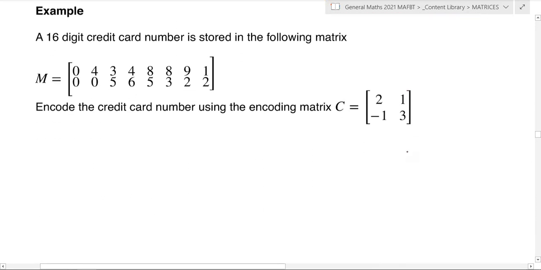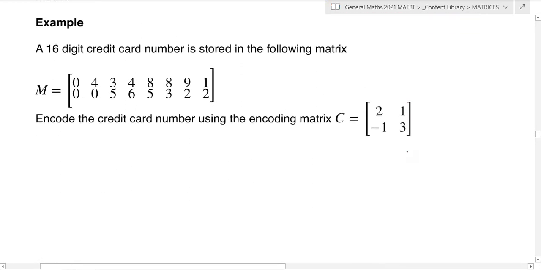So let's continue on by doing an example. Here we have a 16-digit credit card number, and it's been stored in a matrix. So here's your credit card number. No, it's not Todio's credit card. It is just a credit card number. And it's stored in this matrix. We can see that it's got 2 rows and 1, 2, 3, 4, 5, 6, 7, 8 columns.